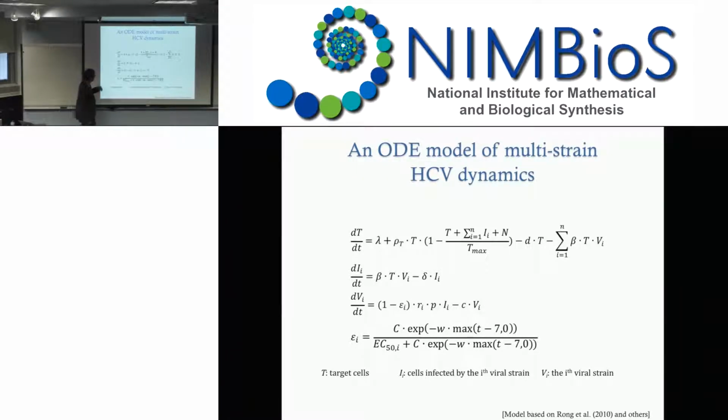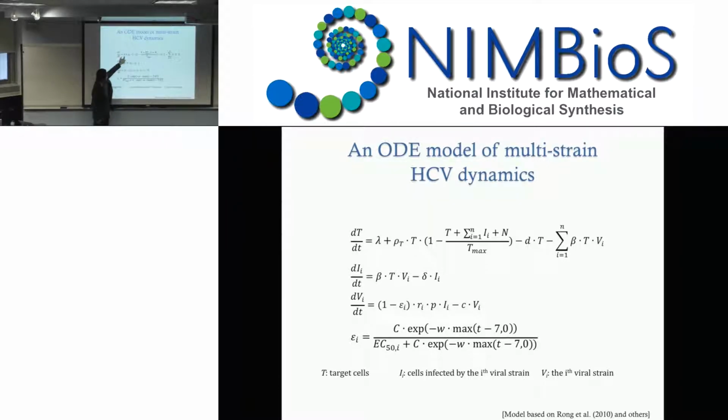So the model here, I'll just go through very briefly. I assume many of you have a background in either SIR models or viral dynamic models. So basically, this is a target cell, infected cell, and viruses. The little i denotes different viral strains because we want to track different viral strains, which I highlighted using different colors in the phylogenetic tree.